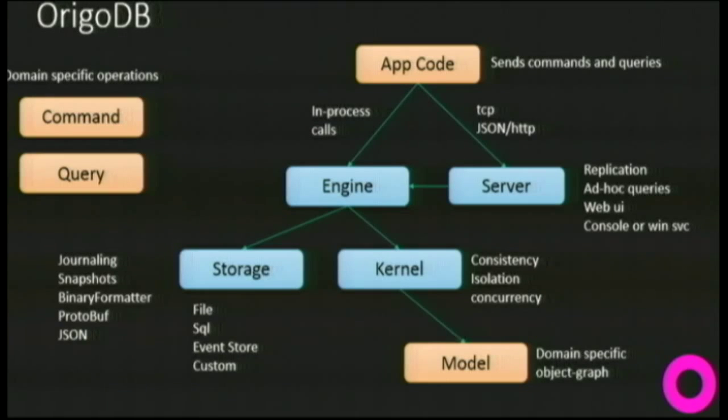Possibly. Okay. Yeah, you see the model down there? The model is what you define. There's a base class called model, and you have to derive from that, and that's your projection of the database in memory. It's an interpretation of all the commands, starting with an empty model, an initial model, all the commands applied to it. That's your model. That's your data in memory. And it's guarded by the kernel, so you can't access it directly. You can only access it through the engine. So we're protecting you from concurrent access.